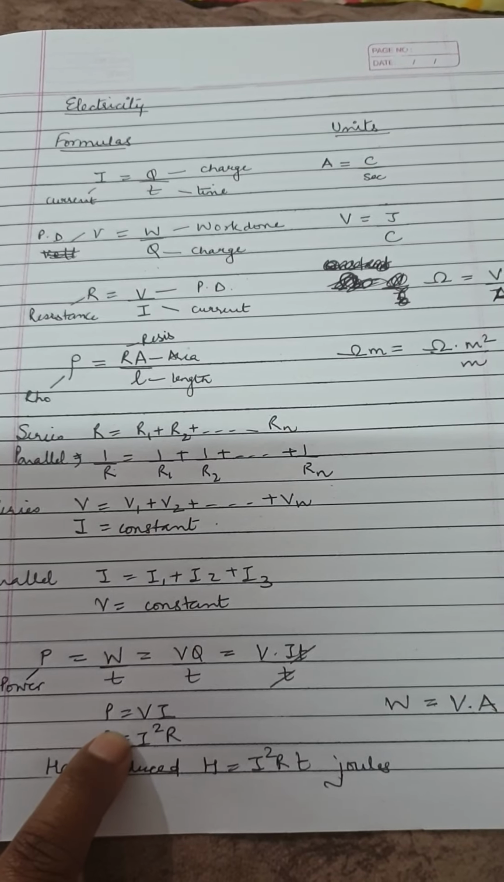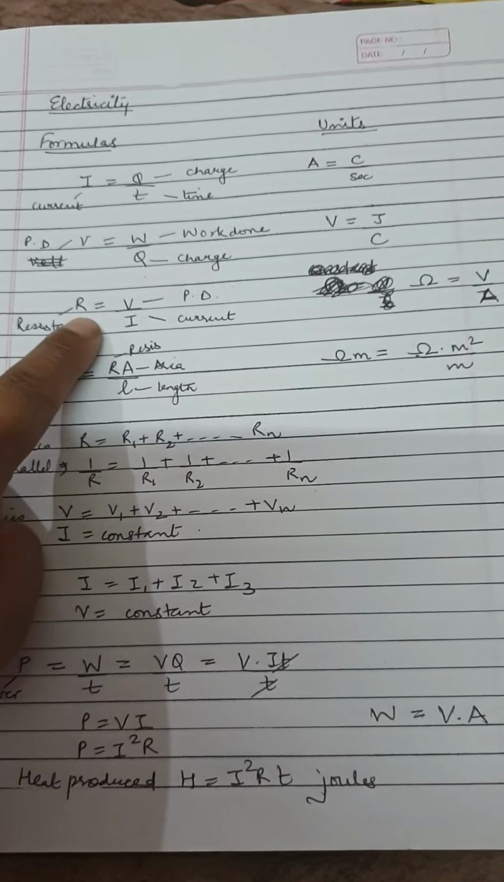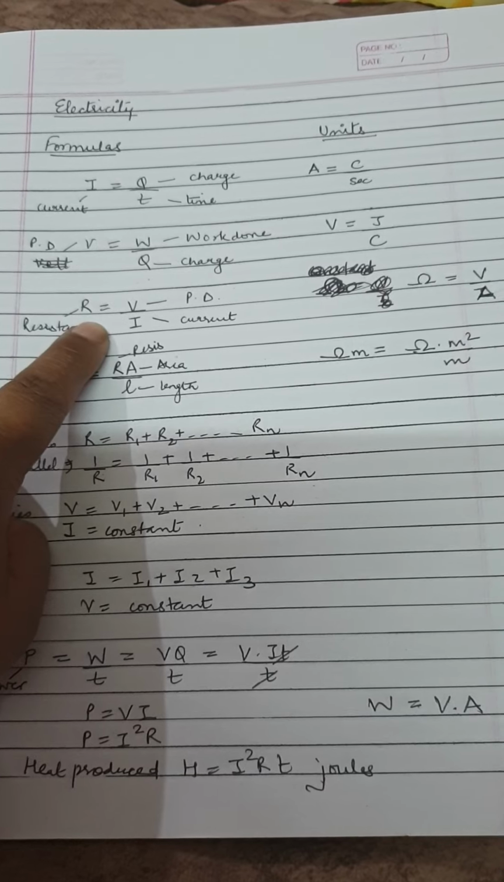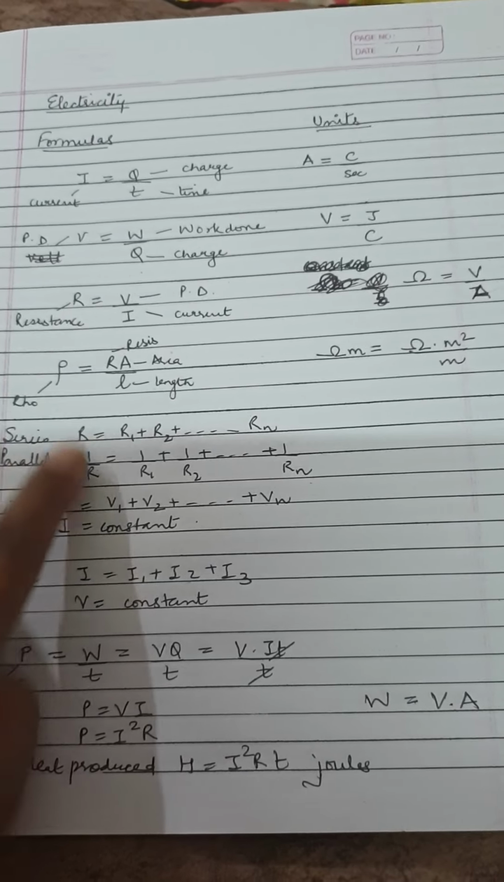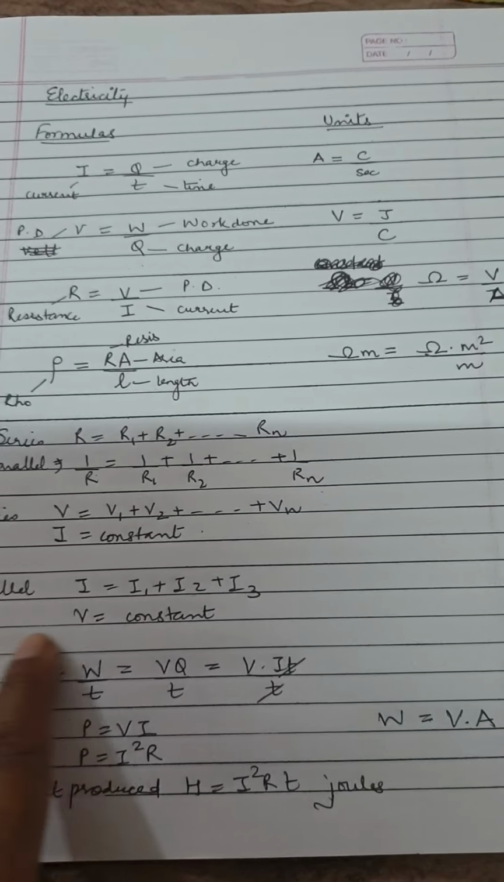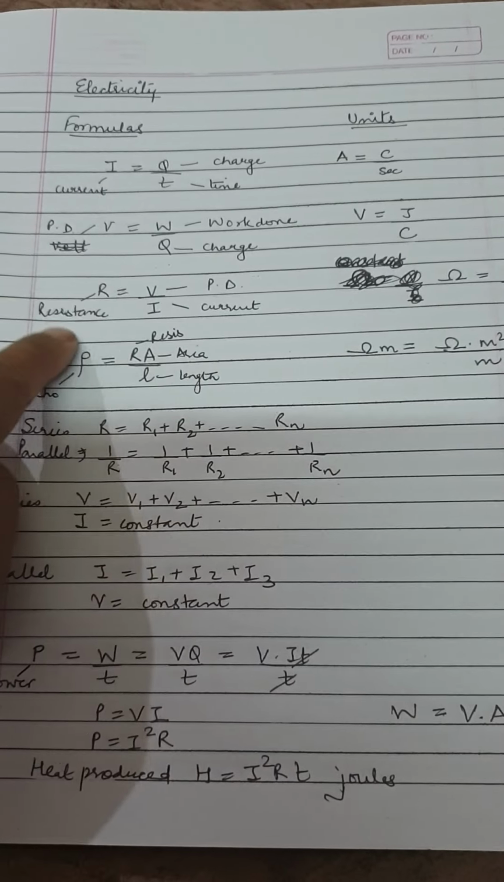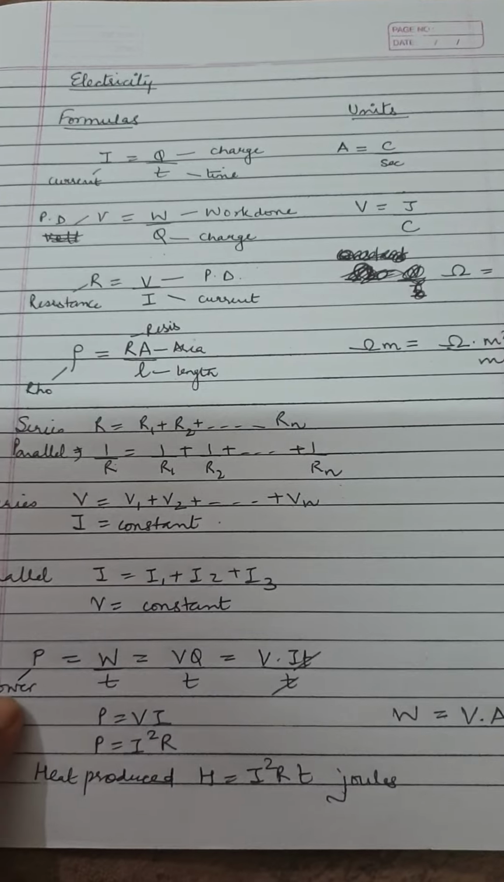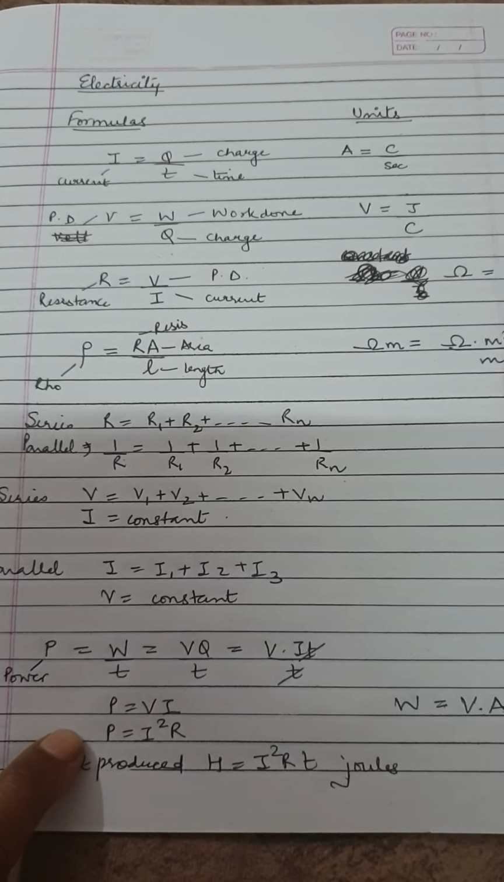Again, we can substitute the formula of potential difference, V as IR, which gives P is equal to I square R. So from these formulas which we have learned above, we can obtain different formulas of power.